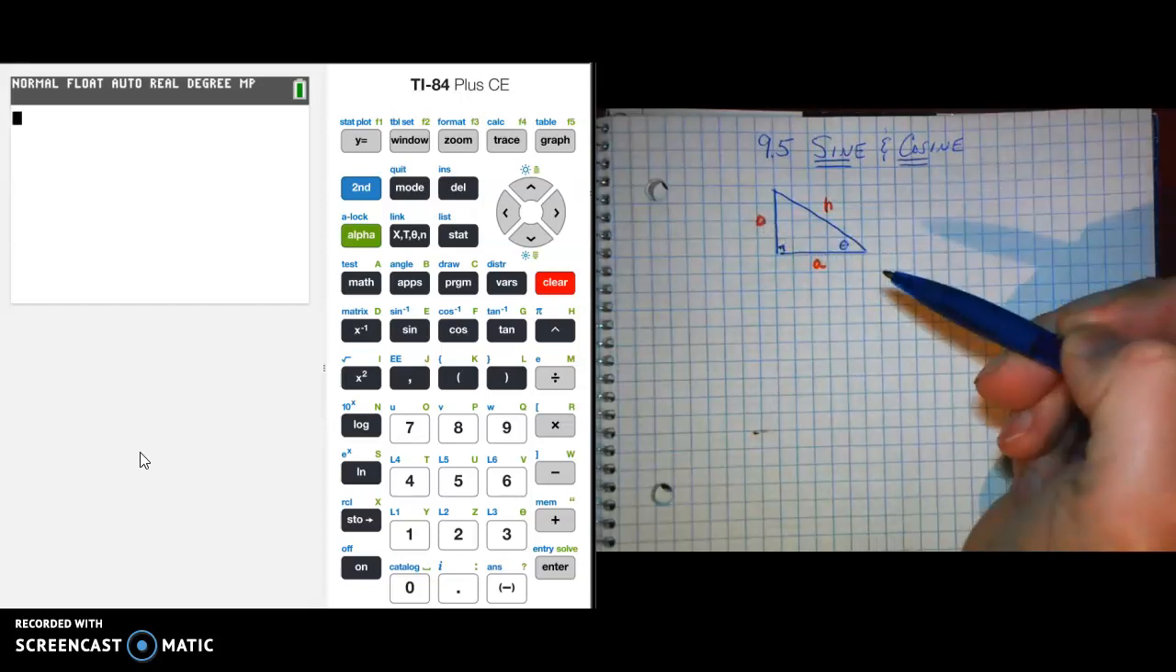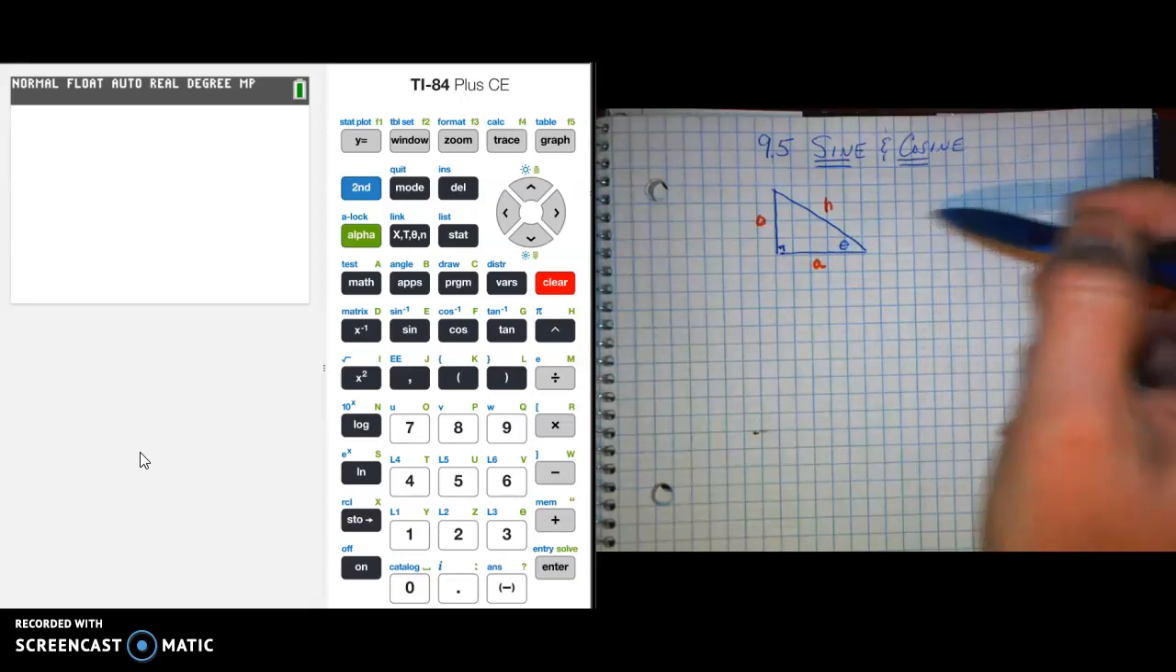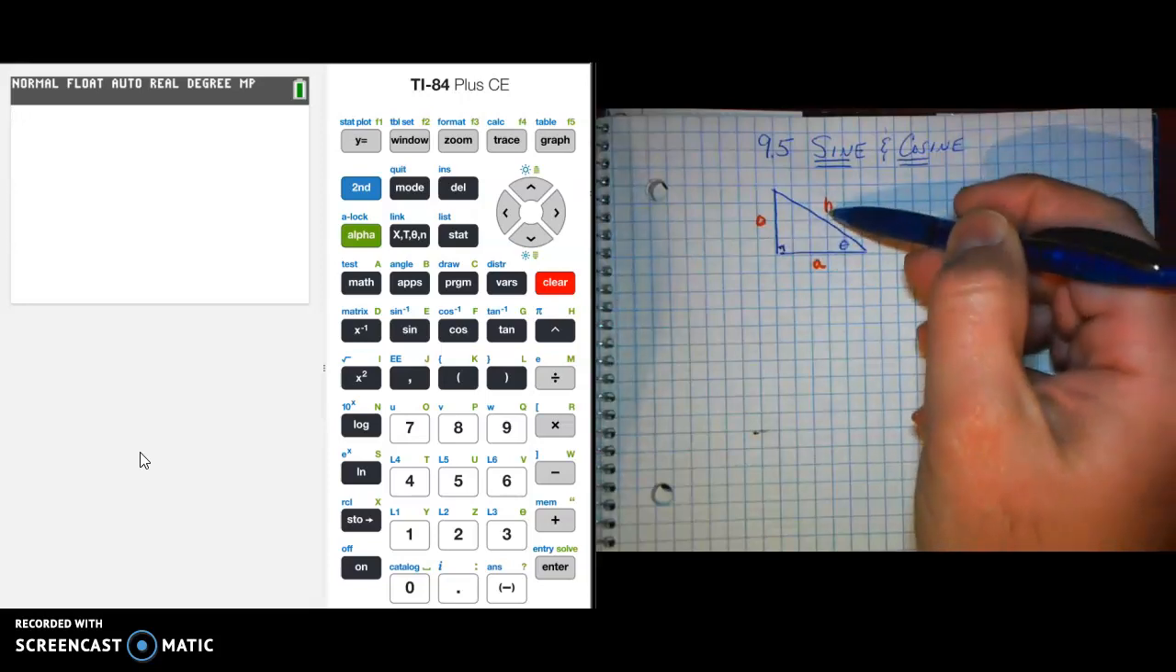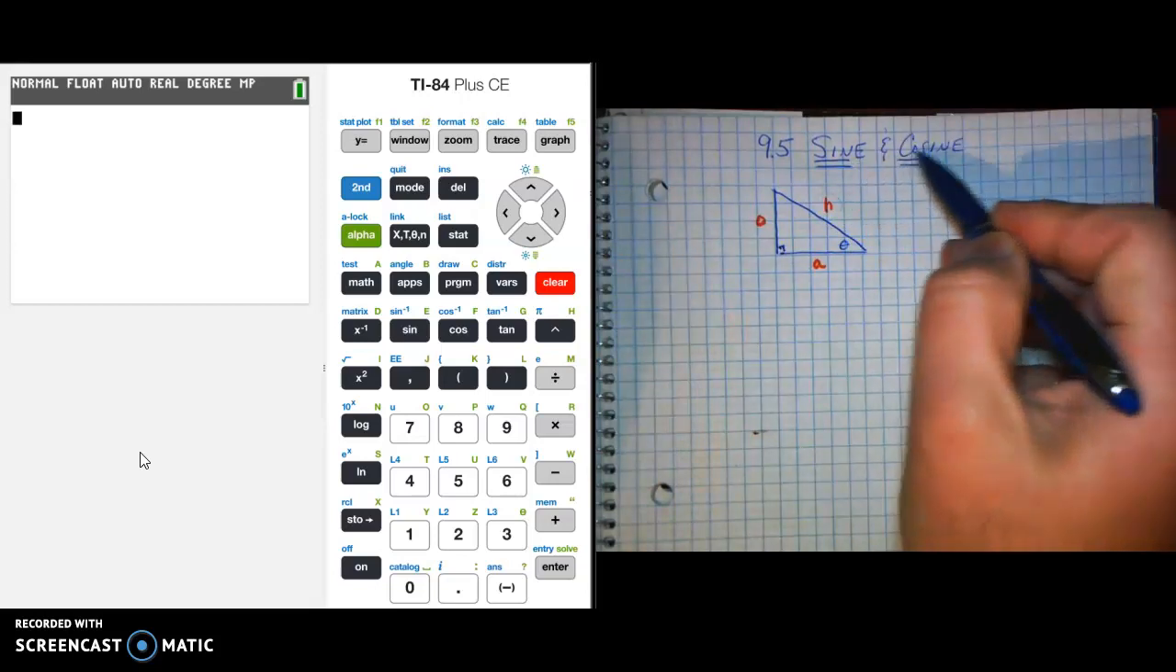adjacent ratio. Now, what we're going to look at today, we're going to be using the other combinations, which are going to include now the hypotenuse. So the hypotenuse is going to be used with the sine and the cosine.